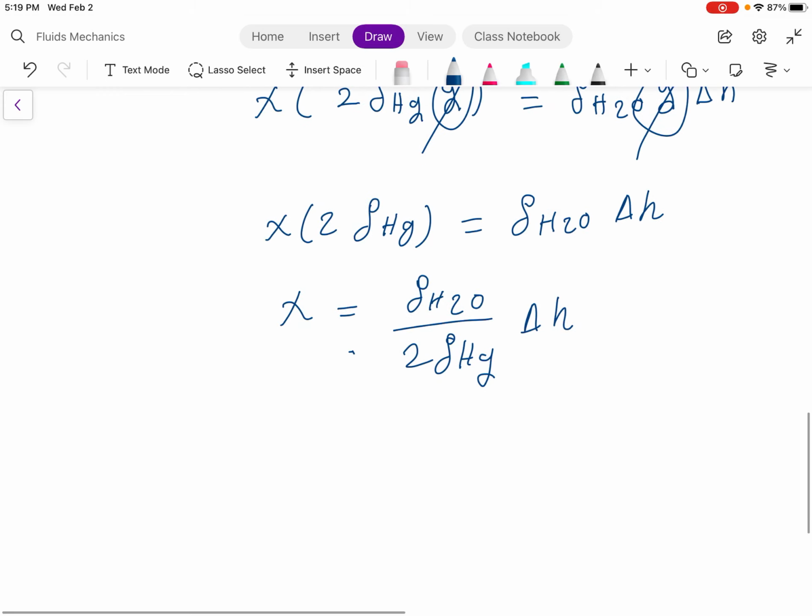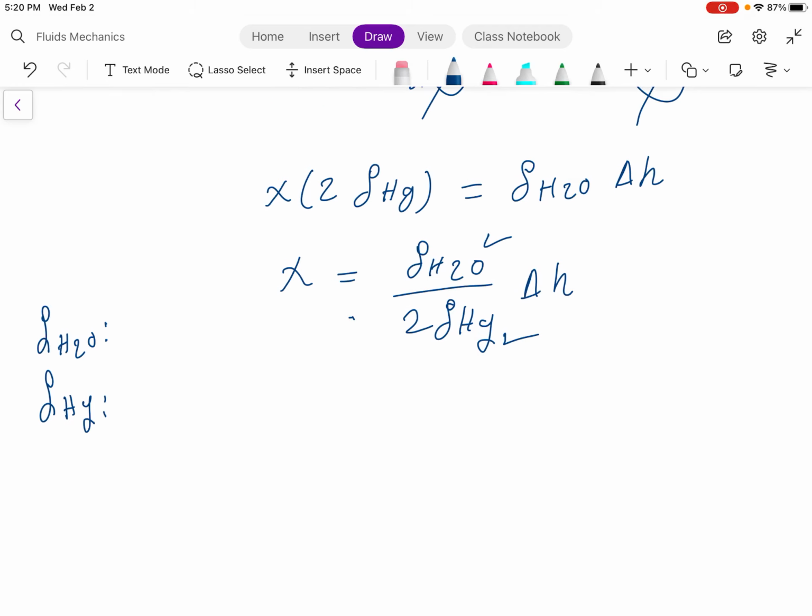Ready? So we know the density of water and we know the density of mercury. It should be given. Once you get this question, it should give you the density of water and density of mercury. Or you're looking at tabulated tables or whatever reference you have while you're taking your exam. So, water, delta H. This is the argument in here.